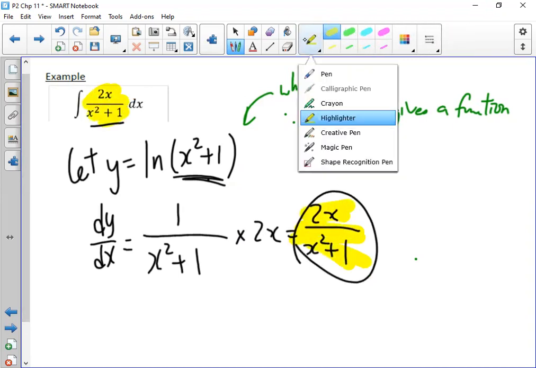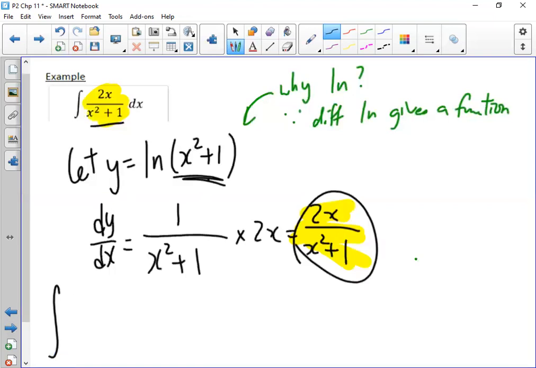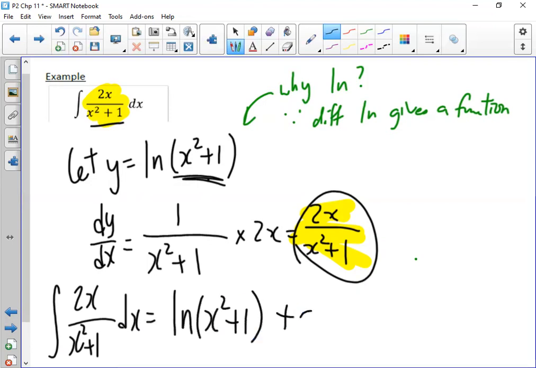Exactly the same. So what's the final answer? The final answer, the integral of 2x over x squared plus 1 dx, we don't have to balance anything. So it is exactly what we have guessed, which is ln of x squared plus 1, and then plus c.